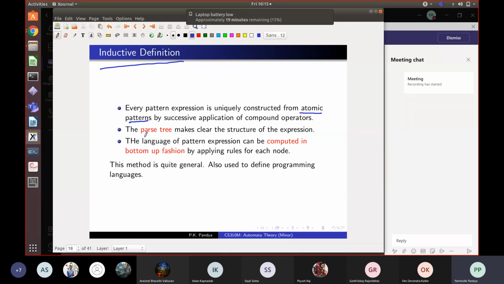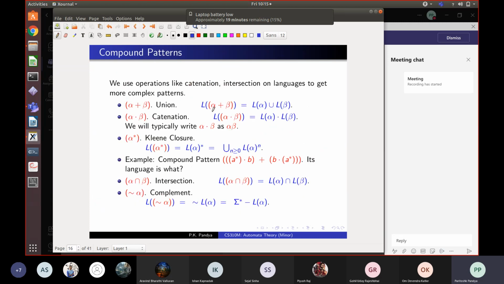The parse tree makes clear the structure of the expression. The language of the pattern expression can be computed in bottom-up fashion by applying the rules for each node. At each node there is an operator, and for every operator we have given a rule. In fact, the definition takes the form of what is the rule for calculating the language of a pattern of the form plus of alpha beta in terms of the language of alpha and the language of beta.